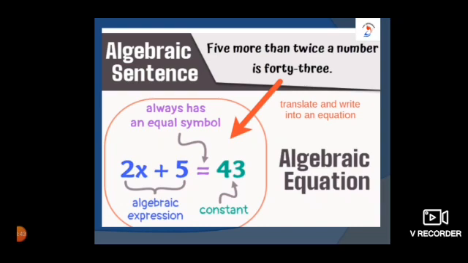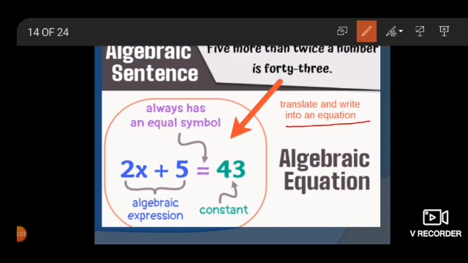Now, I have given you an algebraic sentence. Look at the sentence: 5 more than twice a number is 43. What you have to do here is translate this algebraic sentence into an algebraic equation. As we have discussed, an algebraic equation will always have an equal to sign. See, the statement is 5 more than. What do you mean by the words more than? More than means it is exceeding the value. So we have added plus 5 here. It is 5 more than twice a number.